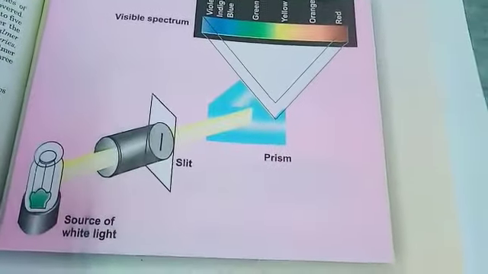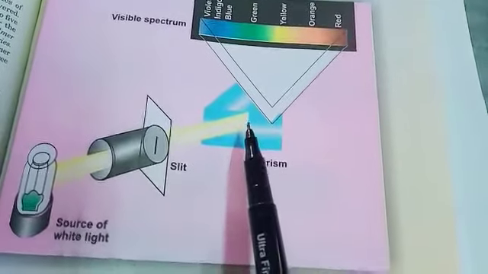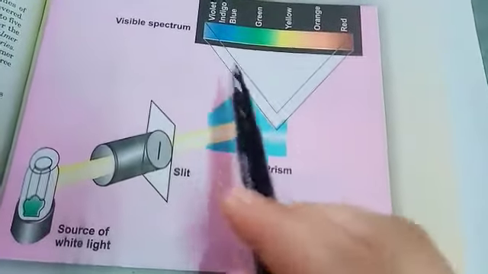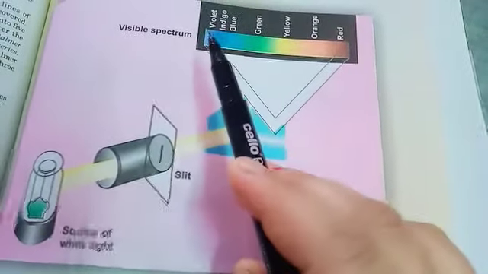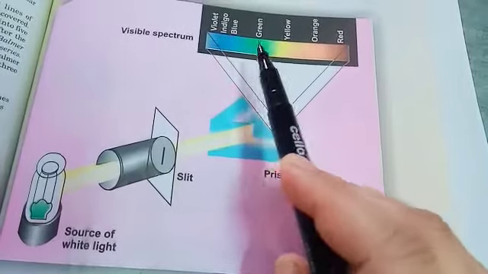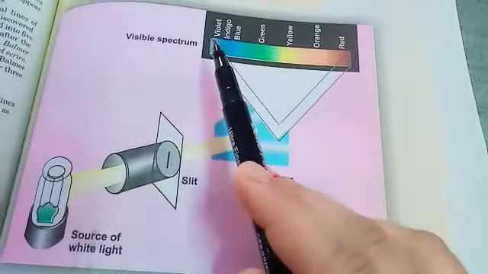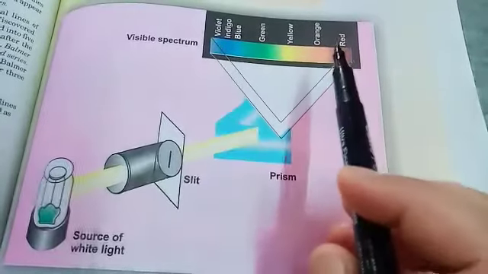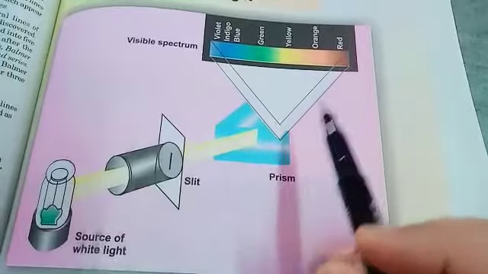Now this one is a source of light. When it's passed through a prism, it is split into 7 colors, or you can say it is split into different colors. That one is violet, indigo, blue, green, yellow, orange, and red. I think you know. The short wavelength is of violet and the long wavelength is of red. So this one is a simple spectrum.